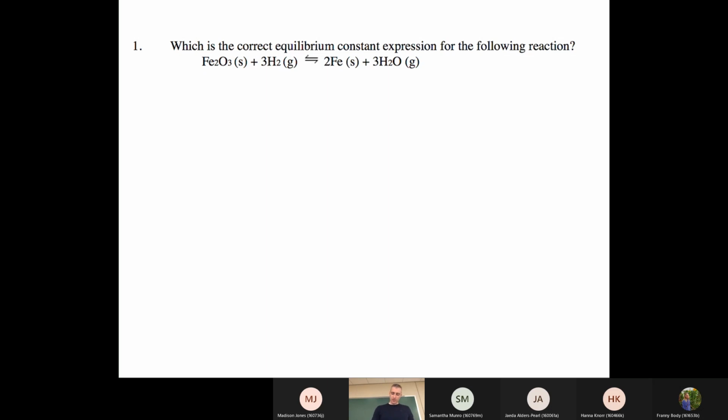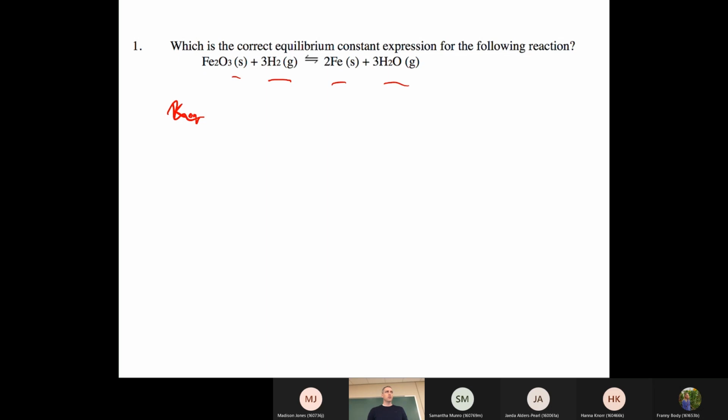What's the correct equilibrium constant for the following expression? This one is kind of a straightforward one. First, let's look at the reaction. We have iron oxide solid plus 3 moles of hydrogen gas in equilibrium with iron, just iron on its own, solid, plus 3 gas phase waters. So in this particular equilibrium, we have 2 gases and 2 solids.